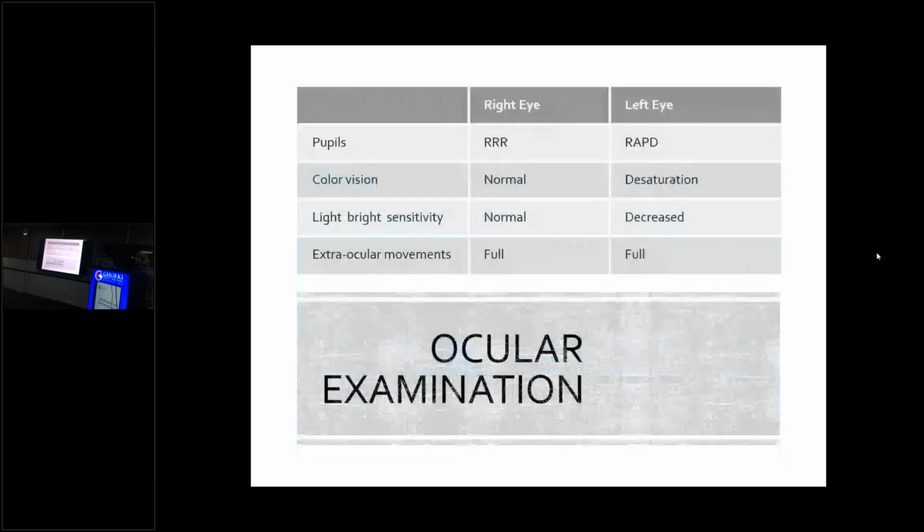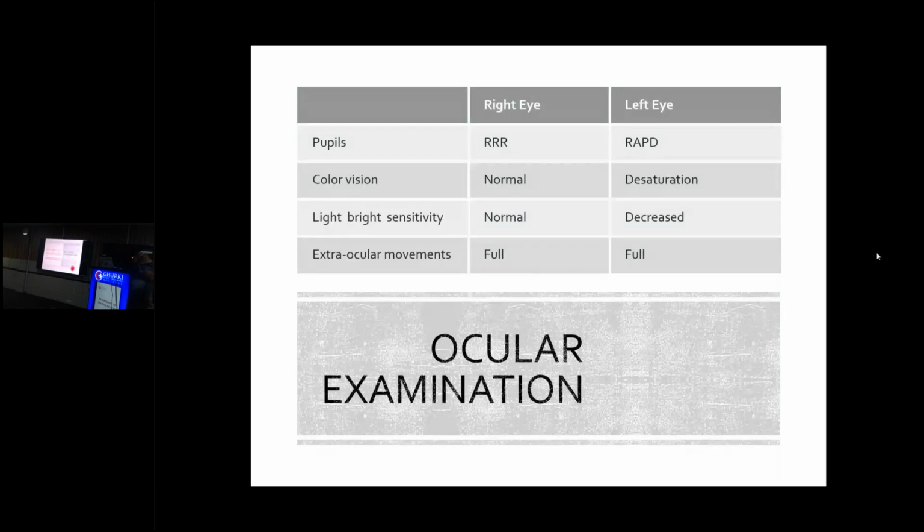Pupils were round, regular and reactive in the right eye, but there was a relative afferent pupillary defect in the left eye. Color vision was normal in the right eye, but there was desaturation of red color in the left eye. Light brightness sensitivity appreciation was normal in the right eye, but it was decreased in the left eye. Extraocular movements were full in both eyes.